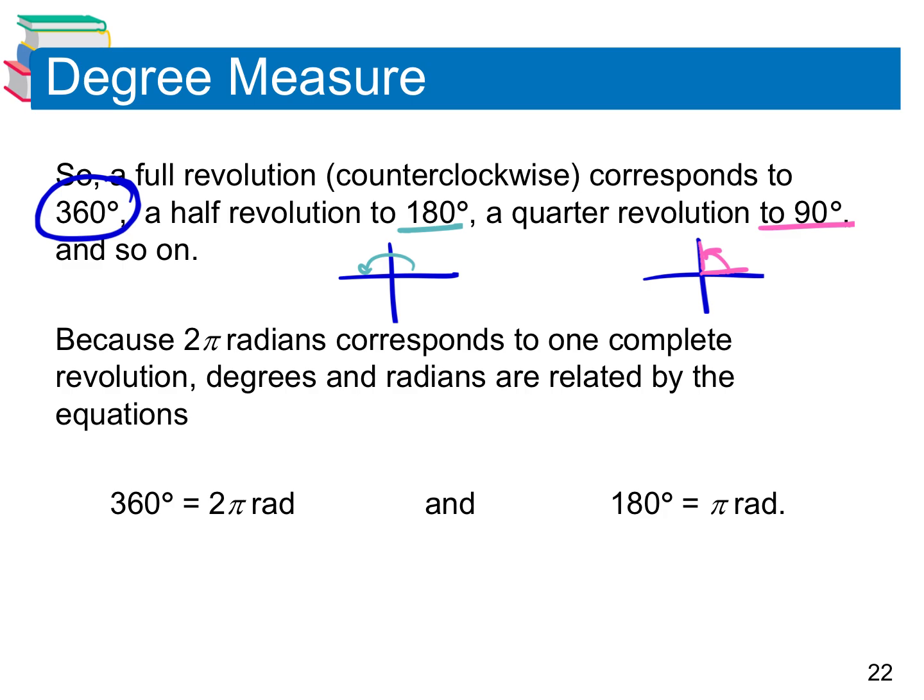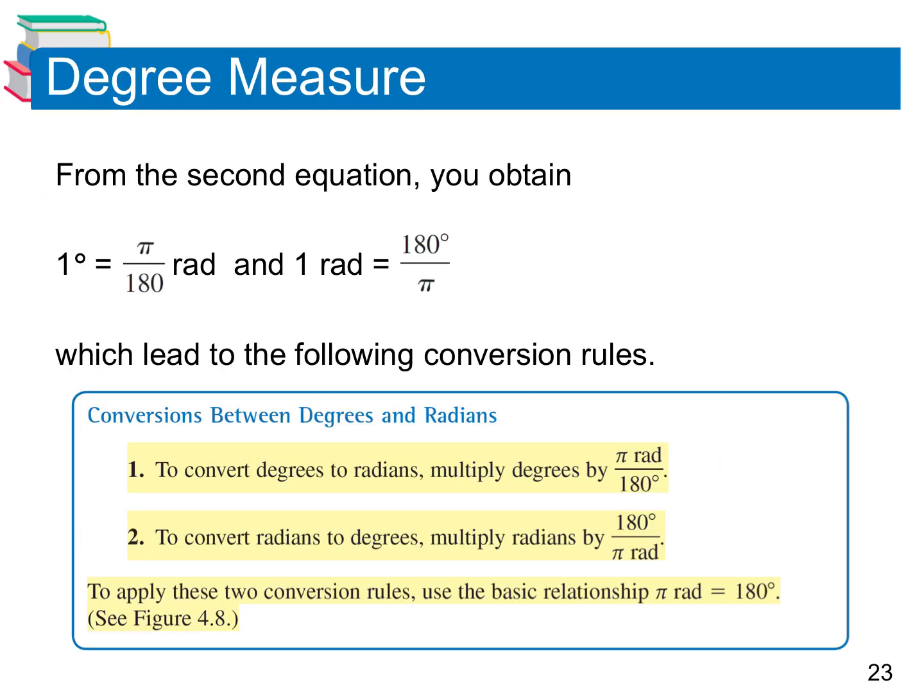And it says because 2 pi radians corresponds to 1 complete revolution, degrees and radians are related by the equations here. So 360 degrees is 2 pi radians. 180 degrees is pi radians. We can convert from degrees to radians and from radians to degrees. If we go from degrees to radians, we multiply by pi over 180. And if we go from radians to degrees, we multiply by 180 over pi.